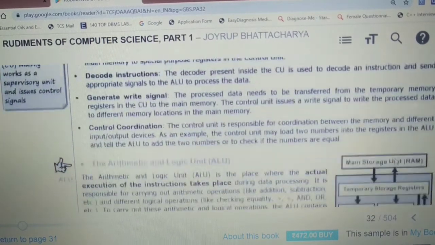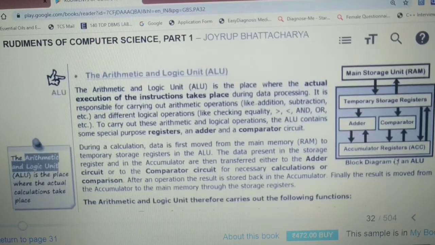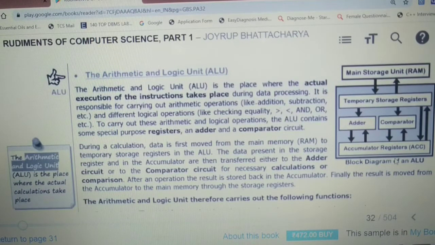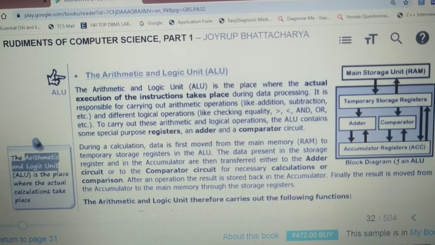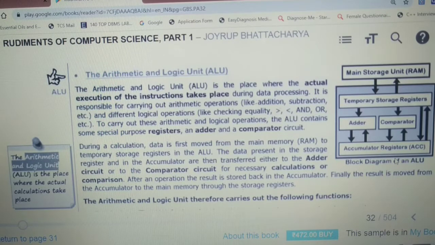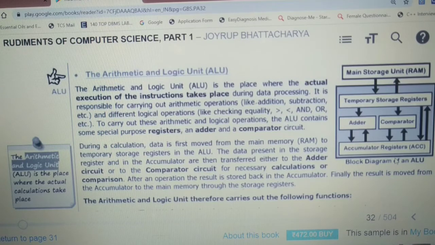Now we are coming to the part of the ALU. Okay, the arithmetic and logical unit is the place where the actual execution of instructions takes place during the data processing. It is responsible for carrying out the arithmetic operations. What are those arithmetic operations? Like addition, subtraction. Okay, and the different logical operations. What are the logical operations? Like checking equality, less than, greater than, AND operation, OR operation, etc.